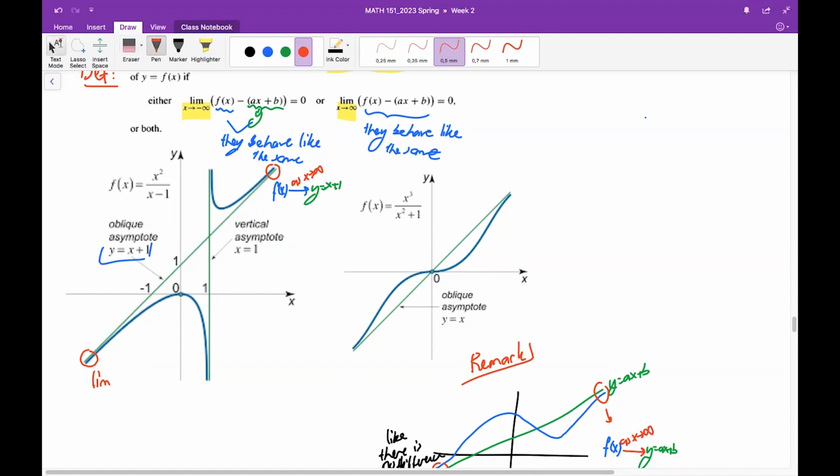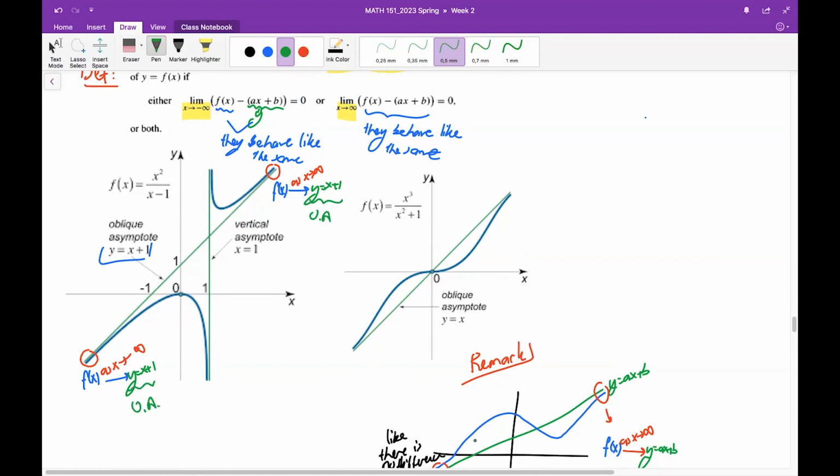This f of x approaches this line as x goes to infinity, and also your function again behaves like that green line. It approaches this green line, x plus 1, as x goes to minus infinity too. That's why, since we see this behavior over here and over here, we can now call this line the oblique asymptote.